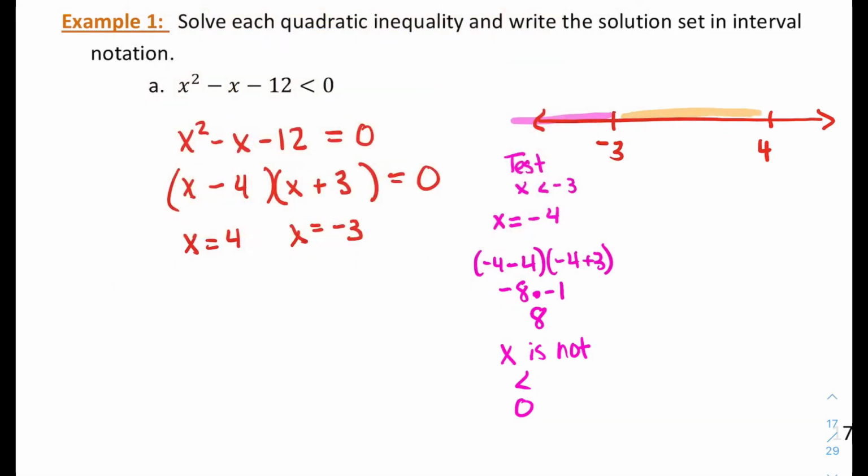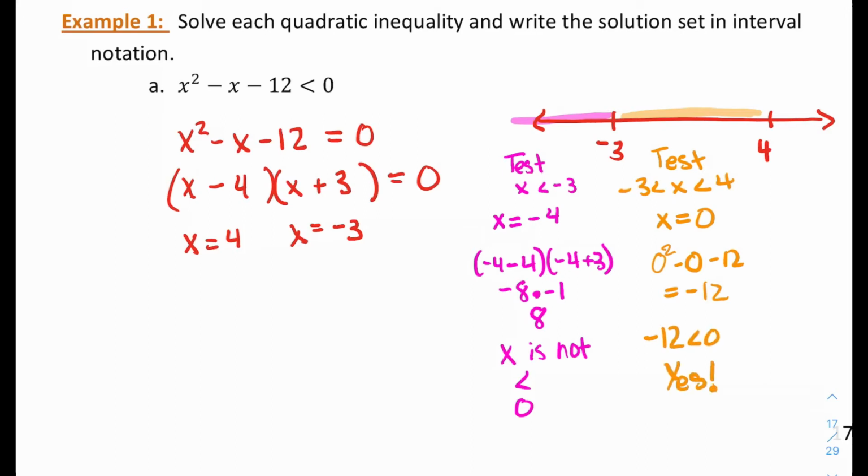Let's test a number in the middle. I'm going to do 0 because 0 is my favorite number to plug in and test. If I plug 0 in, I'm going to actually plug it into the original. You can use whichever. It looks easy to plug into the original. I get negative 12. Negative 12 is less than 0. So the numbers in between negative 3 and 4 will work.